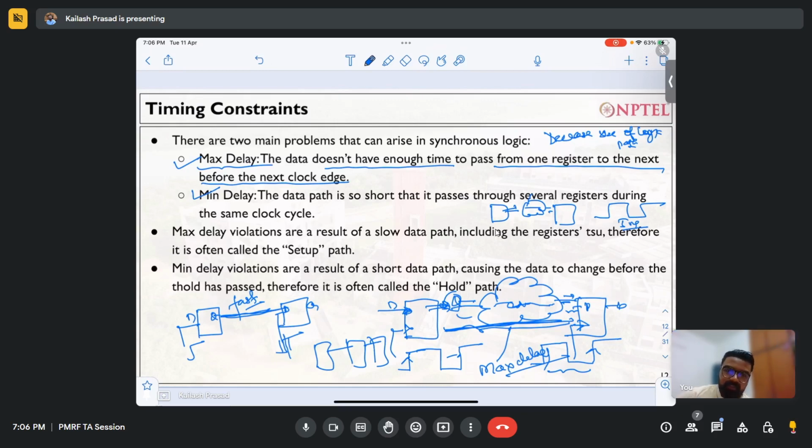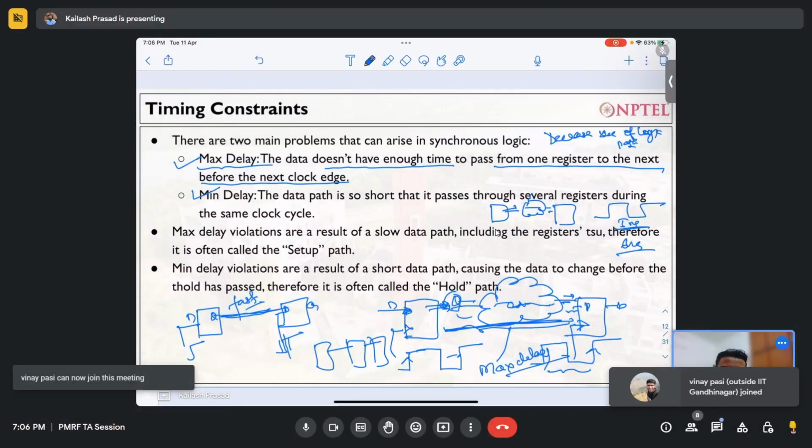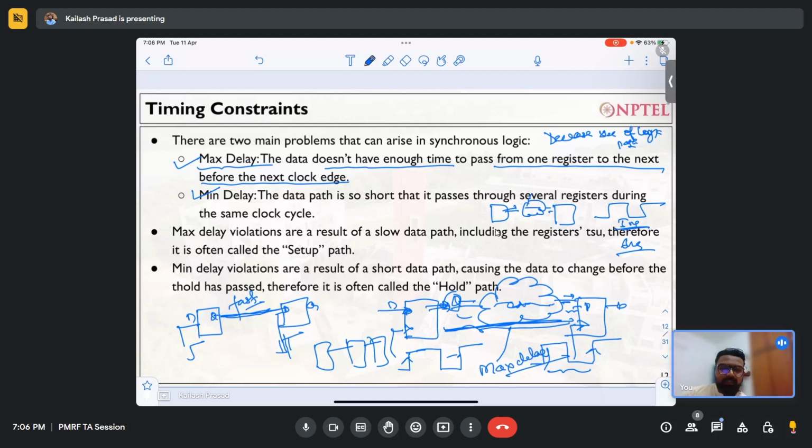Changing the clock. So what do you do? You change the clock from 6 nanoseconds to 5. Give more time, reduce the frequency. In that manner, there won't be any setup time violation. So setup time violation can always be fixed, so it's not a very big issue. By just changing the clock period, you can fix it.